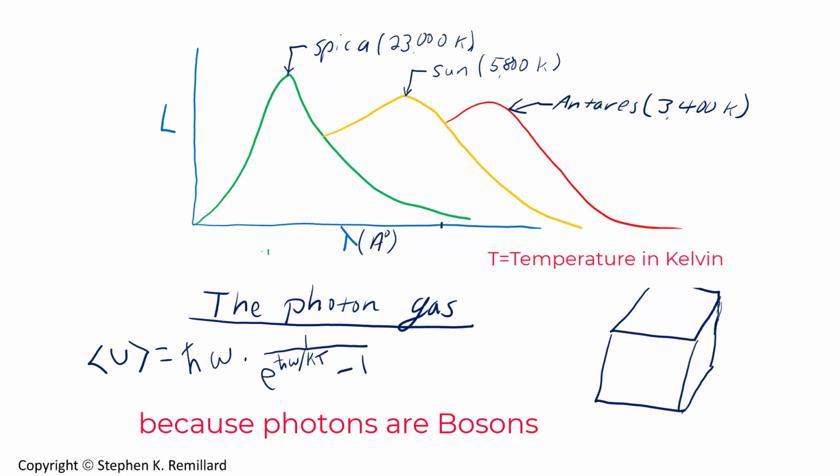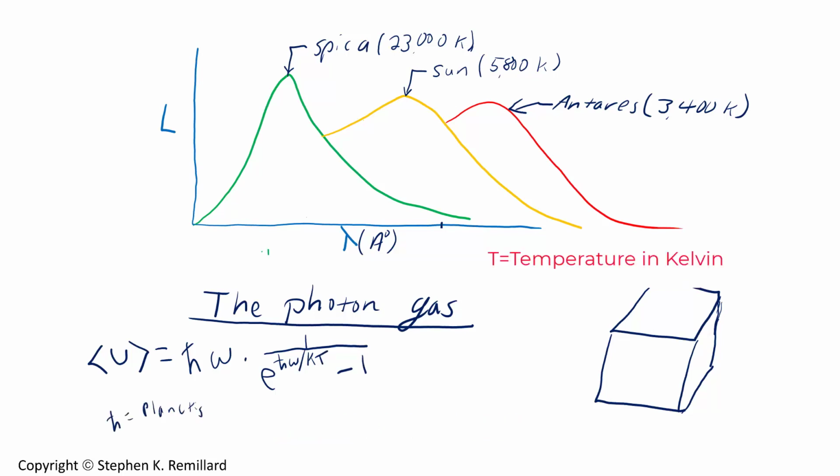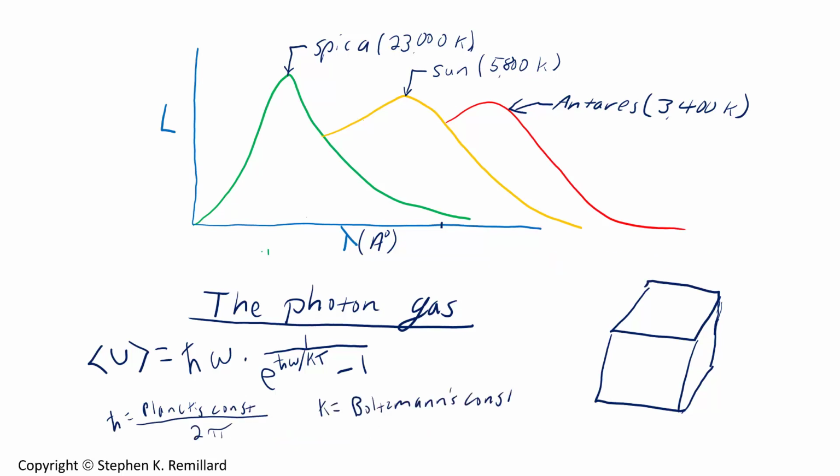H bar is Planck's constant over 2 pi. K is Boltzmann's constant. And this 1 over e to the h bar omega over kT minus 1 tells you the occupation number of photons at a frequency omega emitted by matter at temperature T. And light that comes off of matter at temperature T is a gas of photons. They all have speed c, the speed of light in vacuum.